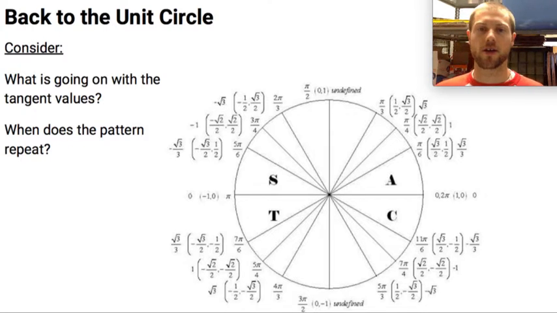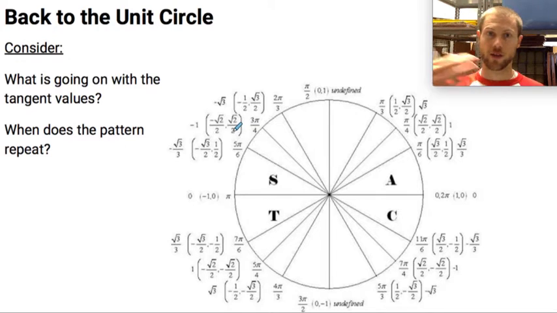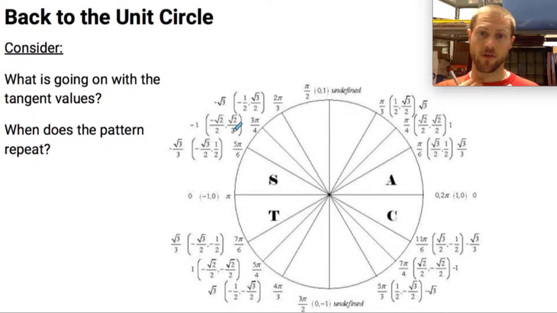First thing I want to think about is, in this unit circle I have put my tangent values. Remember, in the unit circle the x values are my cosine of theta and the sine would be the y. Tangent you can calculate by dividing sine over cosine, or y over x. What I want you to think about is what is going on with the tangent values as I move around the circle, and when does the pattern of these tangent ratios start to repeat itself. So let's address the first thing first.